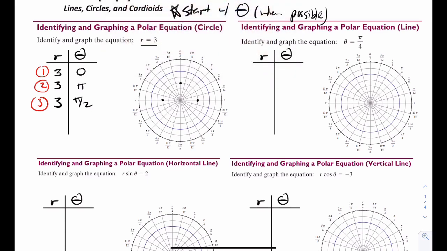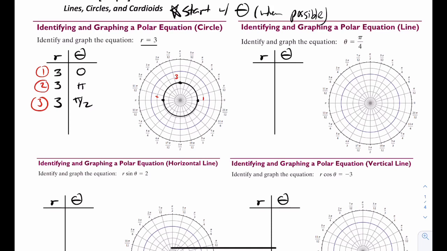I'm going to label them 0.1, 0.2, 0.3. And I will ask that you do the same thing. And now all we're going to do is draw a circle. Right there. And there it is. There's our first polar graph. It's a nice circle. Let's go to our next one.